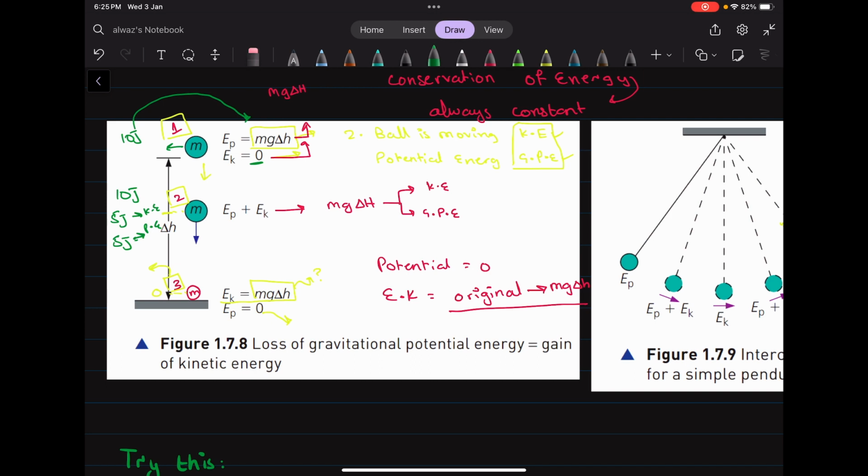But in the third stage, we can see that the potential energy is 0. So all the 10 joules will be in kinetic energy. I hope that made sense. Even if it didn't, we're going to do another example, so hopefully there's something that you can grasp.